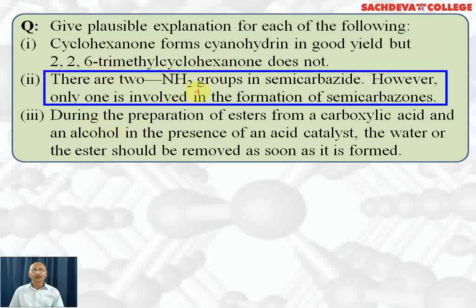Second, there are 2 amino groups in semicarbazide. However, only one is involved in the formation of semicarbazone. That is correct. And why? Because NH2 attached to carbonyl group undergoes resonance and has double bond character. So this NH2 cannot be involved.